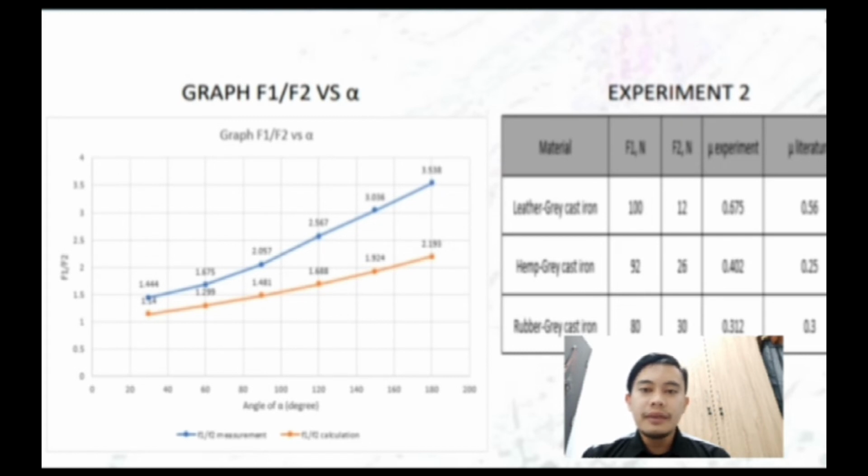And the last material is rubber on grey cast iron. When the F1 value is 80 Newton, the value of F2 is 30 Newton. So the coefficient of friction experimentally obtained is 0.312, compared to 0.3 for the literature value. And that's all from me.